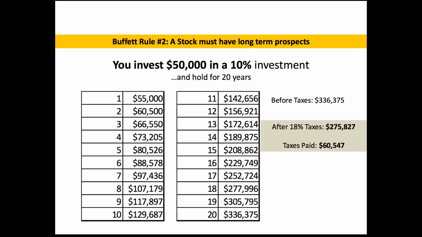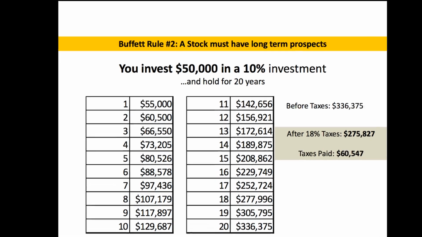So let's assume that you had $50,000 and you invested that $50,000 in a 10% investment. Now I'm just using that to make the numbers a little easier, I guess. And you're going to hold that investment for 20 years. So every year, that investment's growing by 10%. And then we're going to assume that you sell it at the end of 20 years, and you're going to pay your taxes and see how much money you would have made.